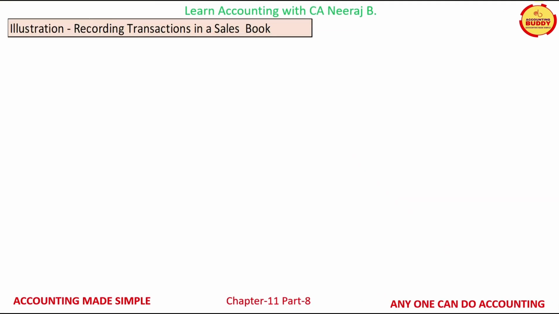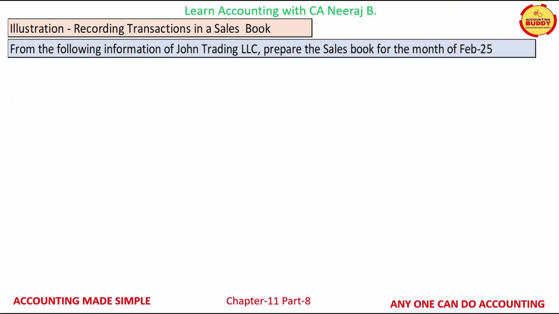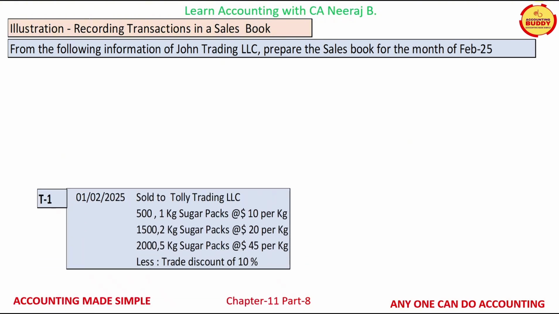Let us learn how to record credit sales transactions in a sales book with an illustration. From the following information of John Trading LLC, prepare the sales book for the month of February 25. Transaction T1 is on your screens. On 1st of February 25, John Trading LLC sold 501 kg sugar packs, 1502 kg sugar packs and 2000 packs of 5 kg sugar at the respective per kg rates displayed on your screens to the customer Tolly Trading LLC on credit. John Trading LLC also offered 10% trade discount.